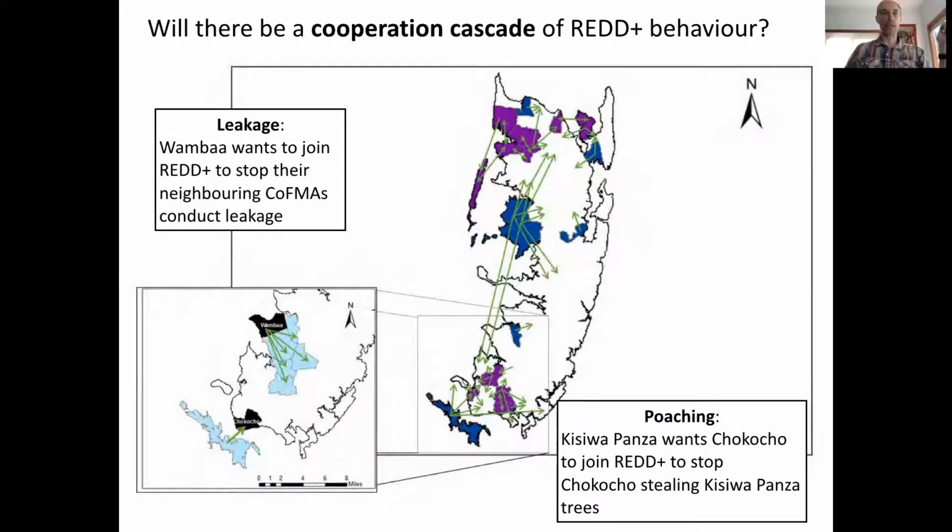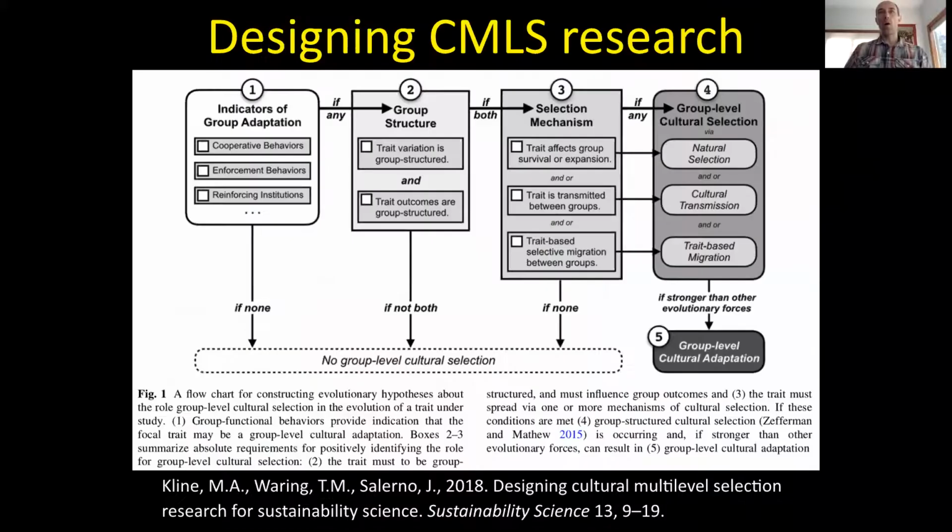So this is a really interesting example, and it's ongoing right now. And unfortunately, there are problems with the way the REDD mechanism is working. But the spread of behaviors is a really important component of it. We have a paper for how to design research on this.